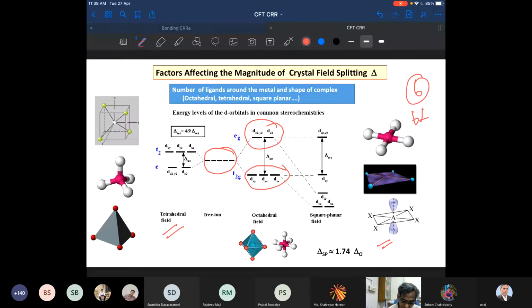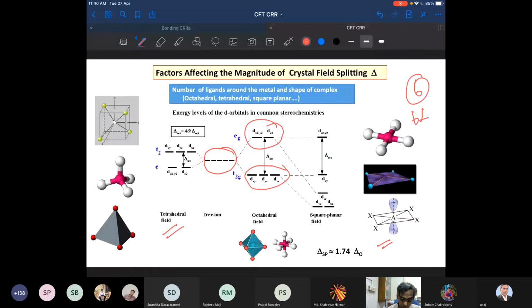Now, in the case of your tetrahedral, I hope everybody understood the octahedral, how the 6 ligands approach the metal center along the faces. Here I have only 4 ligands. The 4 ligands are coming along alternate corners of the cube. I will explain the tetrahedral splitting a little later. Here, let me explain only how the number of ligands influences the del value.